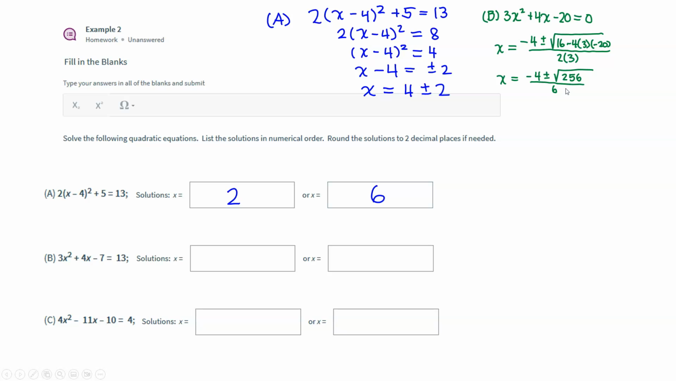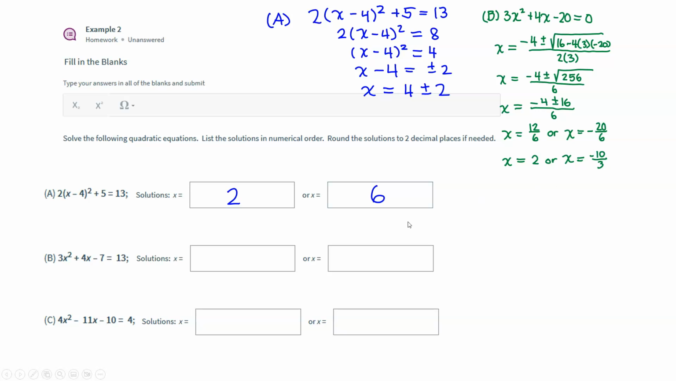It's 16 squared. So I have negative 4 plus or minus 16 over 6. Negative 4 plus 16 is 12 over 6, which will simplify to 2. Negative 4 minus 16 is going to be negative 20 over 6, and this will simplify to negative 10/3.